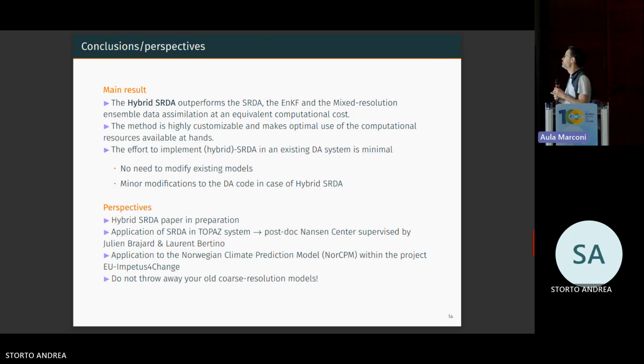So the perspective for this work is first to write a paper; we have a paper that is in preparation. The SRDA only will be applied in the Topaz system. So this is the current work of Antoine Bernigaud at Nansen Center, and this is work supervised by Julien Brajard and Laurent Bertino. And in the case of the EU project Impetus4Change, I will apply this method in the Norwegian climate prediction model, NorCPM. Yep, so this is all. Thank you for your attention.